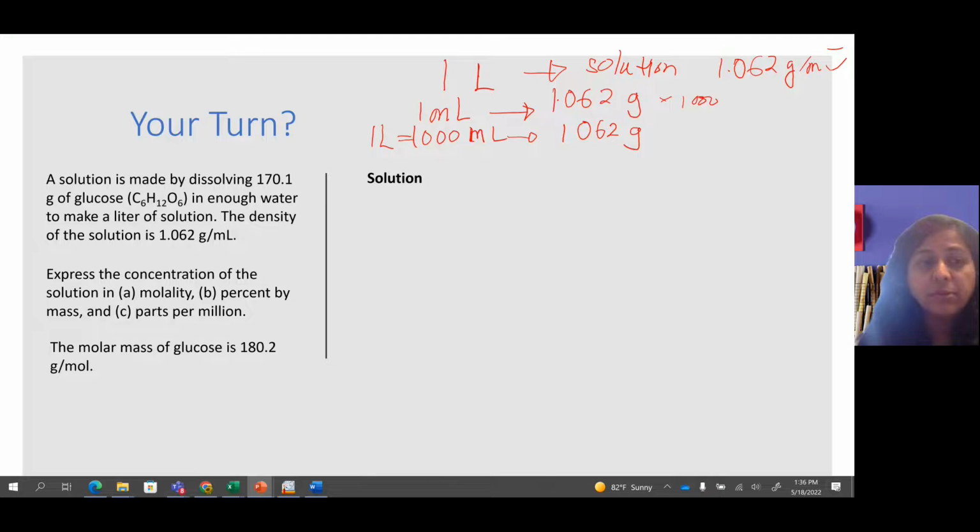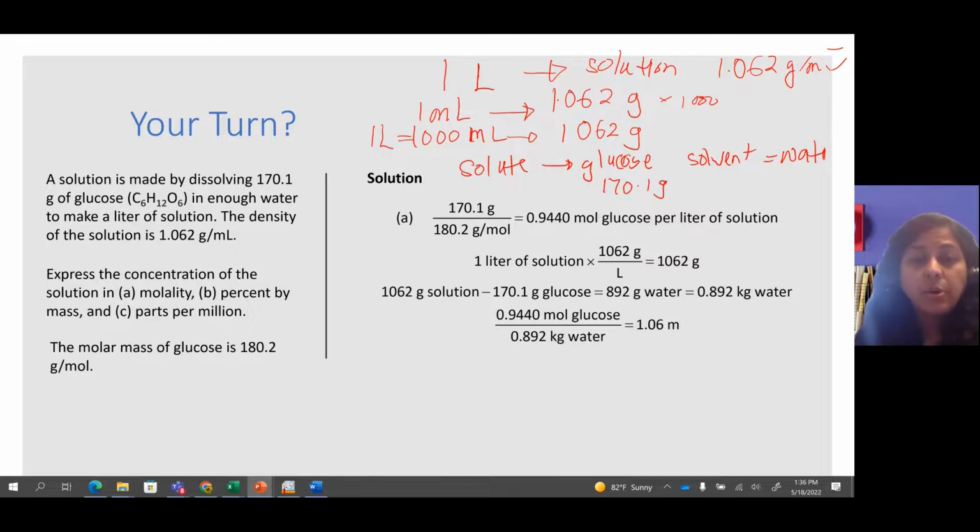The molar mass of glucose is 180.2 grams per mole. Okay, so what is the solute? The first thing we need to find out. The solute is glucose and the solvent is water. How much solute was dissolved? Yes, only 170.1 grams.